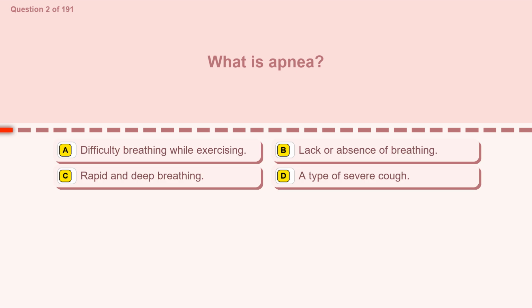Question 2. What is apnea? Option A. Difficulty breathing while exercising. Option B. Lack or absence of breathing. Option C. Rapid and deep breathing. Option D. A type of severe cough.